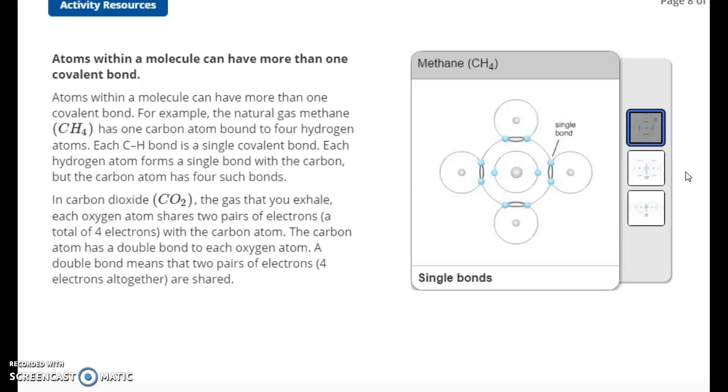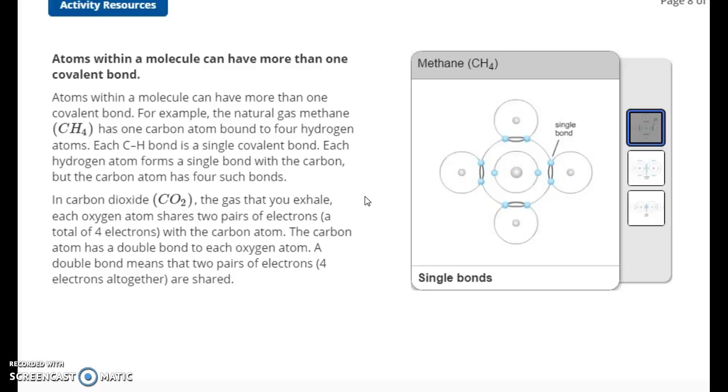Atoms within a molecule can have more than one covalent bond. For example, the natural gas methane, CH4, has one carbon atom bound to 4 hydrogen atoms. Each carbon-hydrogen bond is a single covalent bond. Each hydrogen atom forms a single bond with the carbon, but the carbon atom has 4 such bonds. All right, so here's hydrogen. It's going to form a bond here. So this is 1 of carbon's bonds, 2 of carbon's bonds, 3 of carbon's bonds, 4 of carbon's bonds. So carbon can form a total of 4 bonds, and in this case it does with 4 hydrogens.